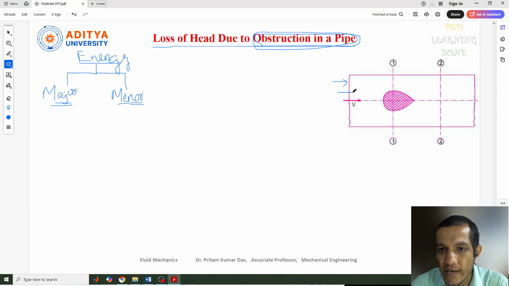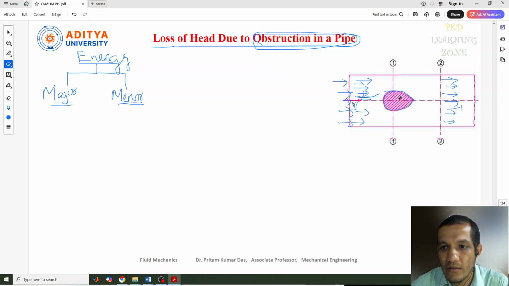Suppose there is a pipe, and through this pipe the fluid is flowing with a velocity of v, and suddenly an obstruction comes in the fluid flow. Now, due to this obstruction, you can see how the fluid particles are flowing through it. In this part the fluid can move freely, and even after section 2, the fluid will move freely here.